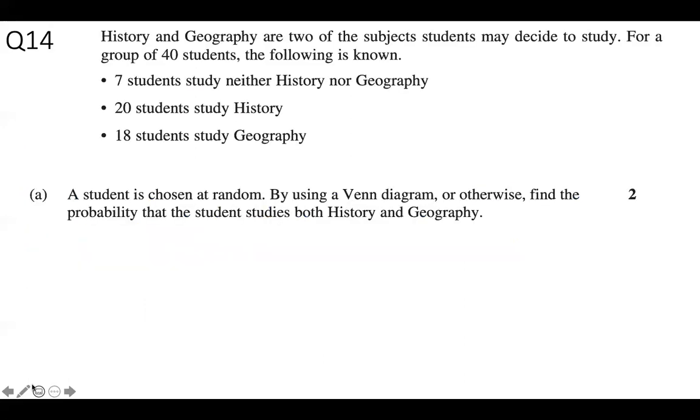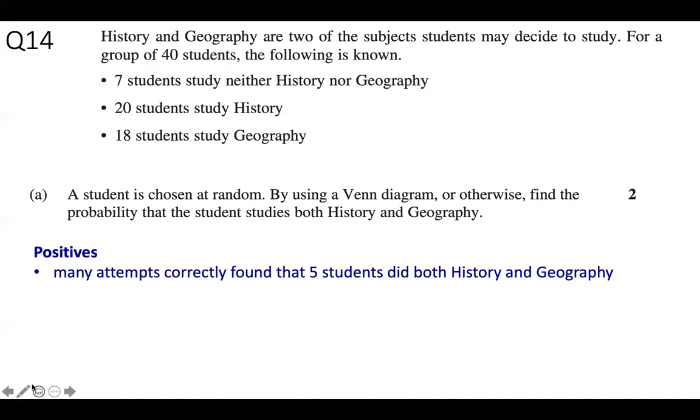Question number 14. We've got a question here where students were asked to draw a Venn diagram or otherwise to find the probability that students study both history and geography. Now, by and large, many students found the correct value of 5 students that did both history and geography.